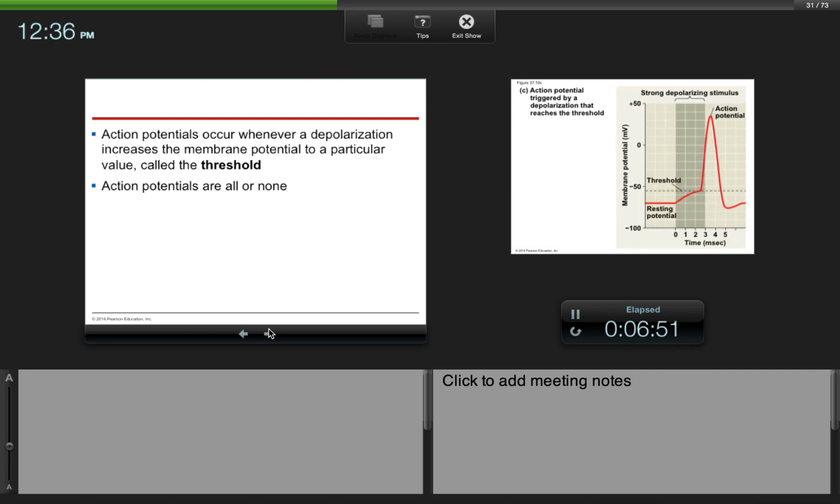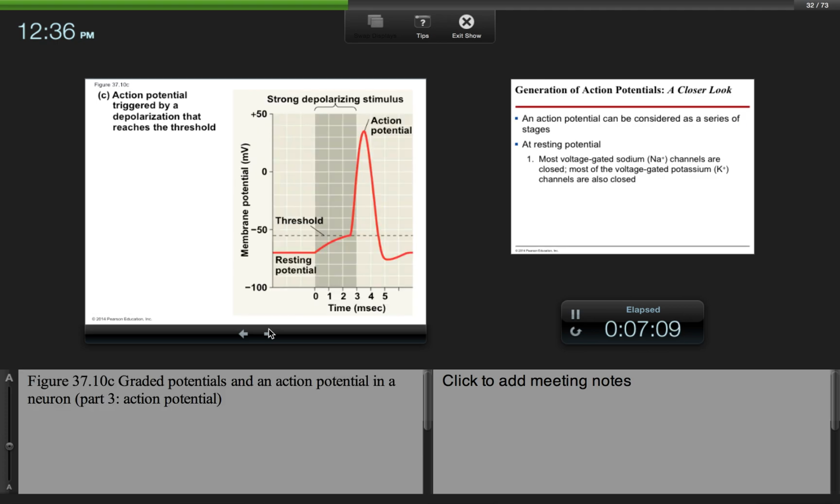Action potentials occur whenever a depolarization, remember, depolarization means the membrane becomes less negative, increases the membrane potential to a particular value called the threshold. Action potentials are all or none. So what does that mean?